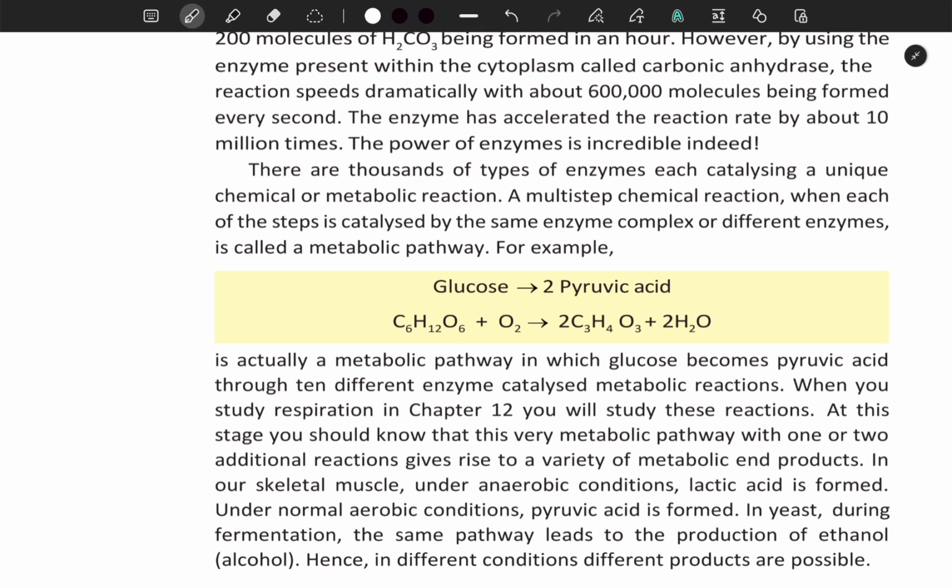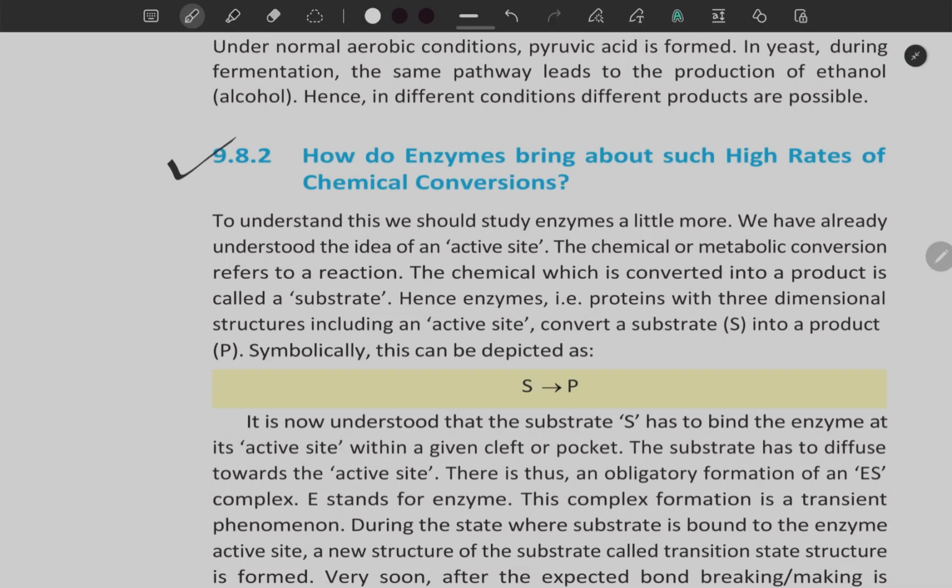At this stage, you should know that this very metabolic pathway, with one or two additional reactions, gives rise to a variety of metabolic end products. In our skeletal muscle, under anaerobic conditions, lactic acid is formed. Under normal aerobic conditions, pyruvic acid is formed. In yeast, during fermentation, the same pathway leads to the production of ethanol, that is alcohol. Hence, in different conditions, different products are possible.